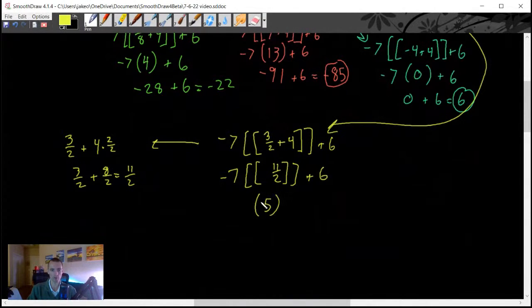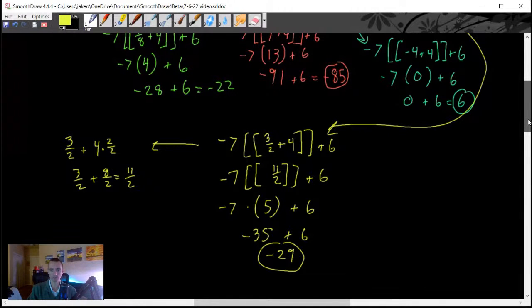So we're going to have 5 times negative 7 plus 6. Negative 7 times 5 would be negative 35. Plus 6 is going to give us negative 29. So negative 29 will be g of 3/2.